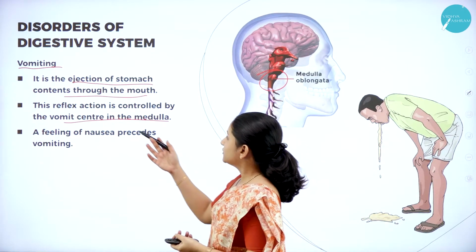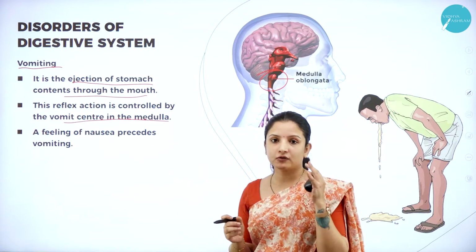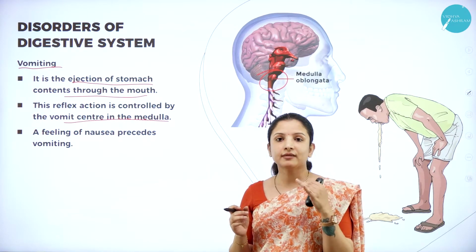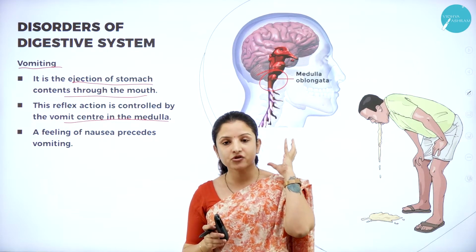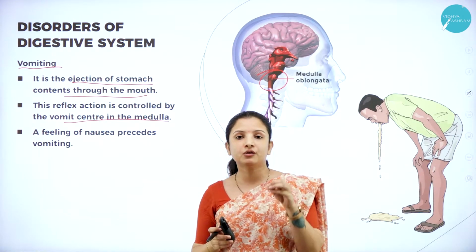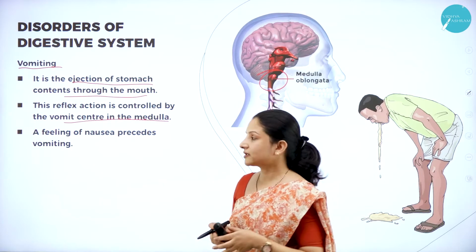So that is the reason. This reflex action is controlled by the vomit center that is present in the brain, called the medulla. And that is why, if we have a brain injury, especially in the medulla region, it can lead to vomiting. So that is the reason.